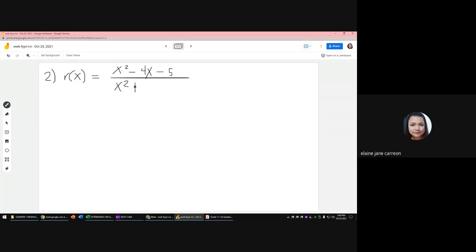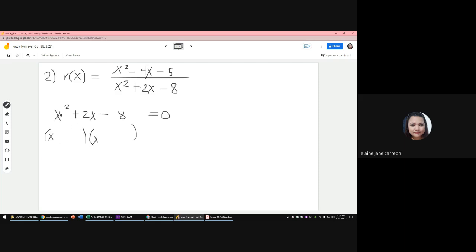So, x over x squared plus 2x minus 8. Okay? So, how are we going to find the domain? Simply, equate the denominator with 0. So we will equate x squared plus 2x minus 8 equals 0. Okay, this is a quadratic equation wherein we have to factor a trinomial. It is not a perfect square trinomial. It is a trinomial, but it is factorable.